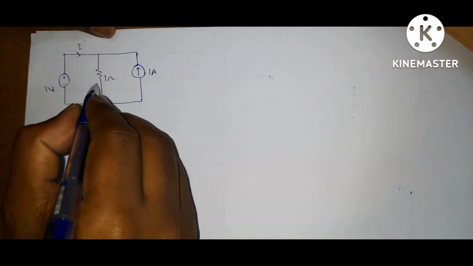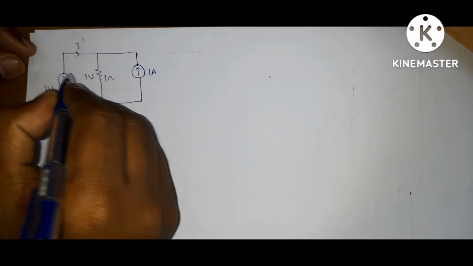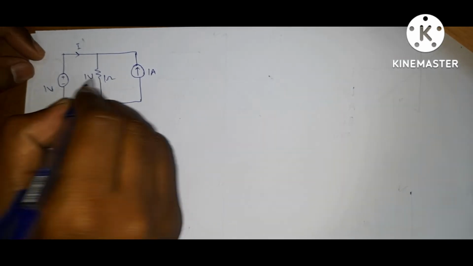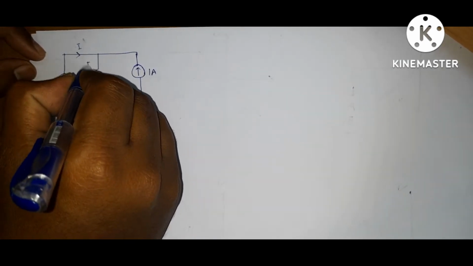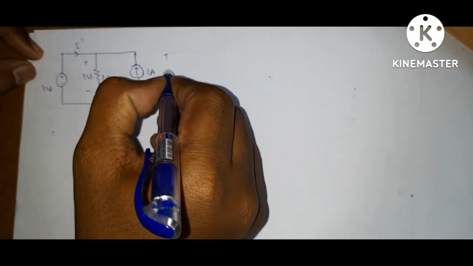Now voltage across 1 ohm is 1 volt. Why? Because in parallel circuit voltage across all the elements is same. Voltage across 1 ohm resistor is 1 volt. Similarly voltage across current source is also 1 volt.